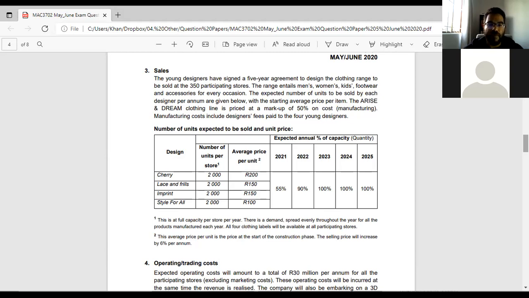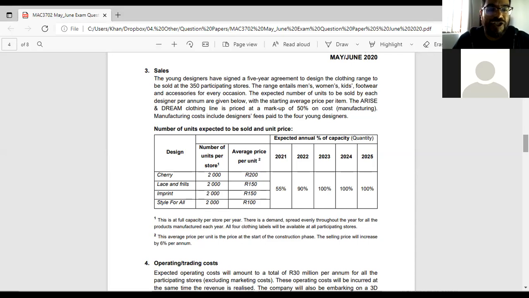There is a demand spread evenly throughout the year for all the products manufactured each year. All 4 clothing labels will be available at all participating stores. Then number 2, the average price per unit is the price at the start of the construction phase. The selling price will increase by 6% per annum. We need to find out when is the start of the construction phase so we can know when to apply the 6% increase.